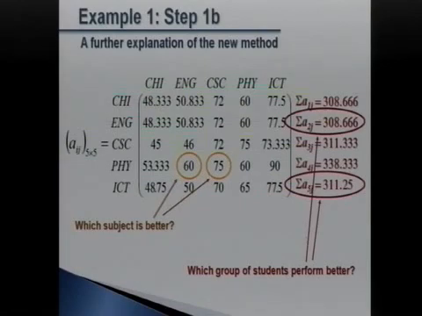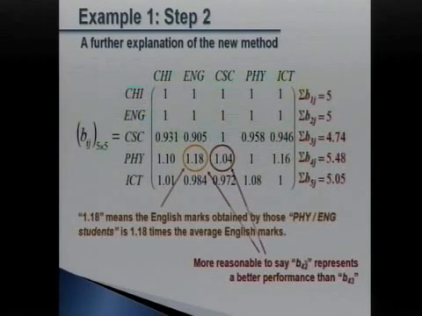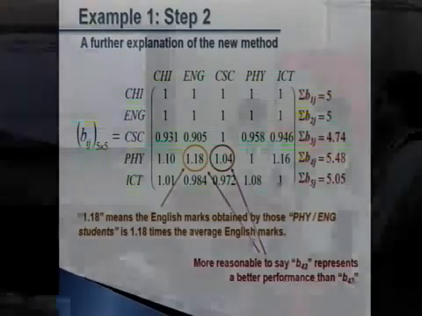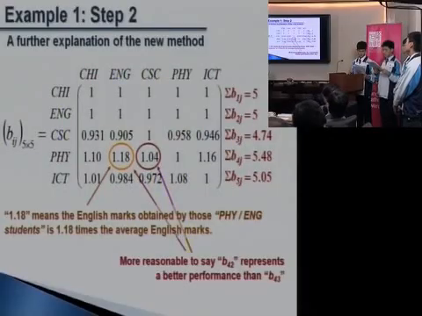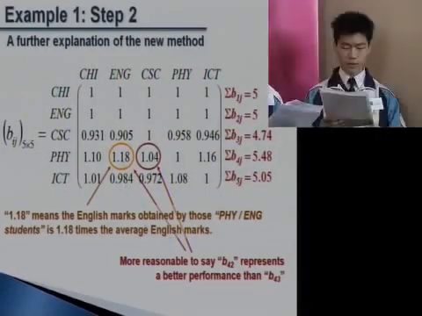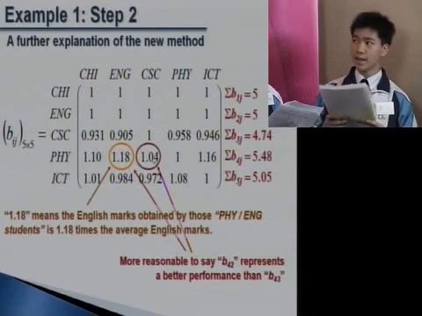In step 2, the value of B42 is 1.18, which means the English marks obtained by those physics English students is 1.18 times the average of English marks. Hence, it is now more reasonable to claim that B42 represents a better performance than B43.